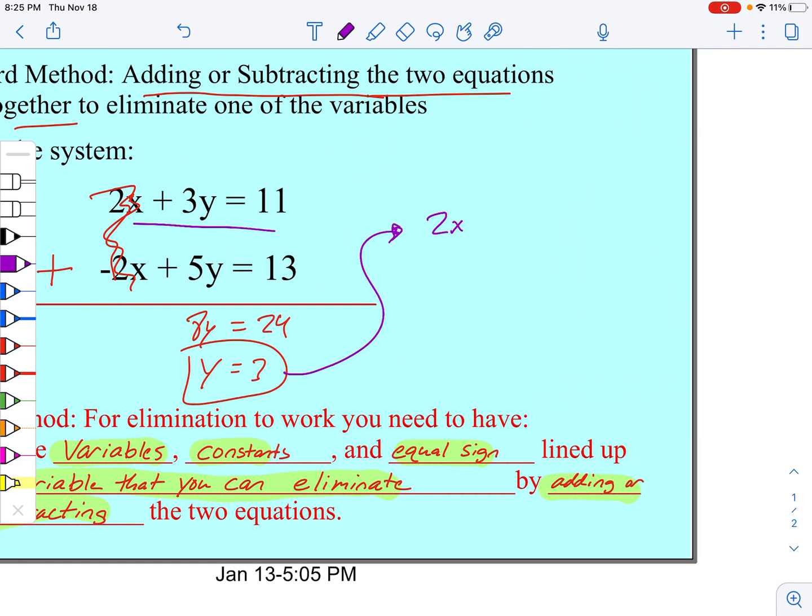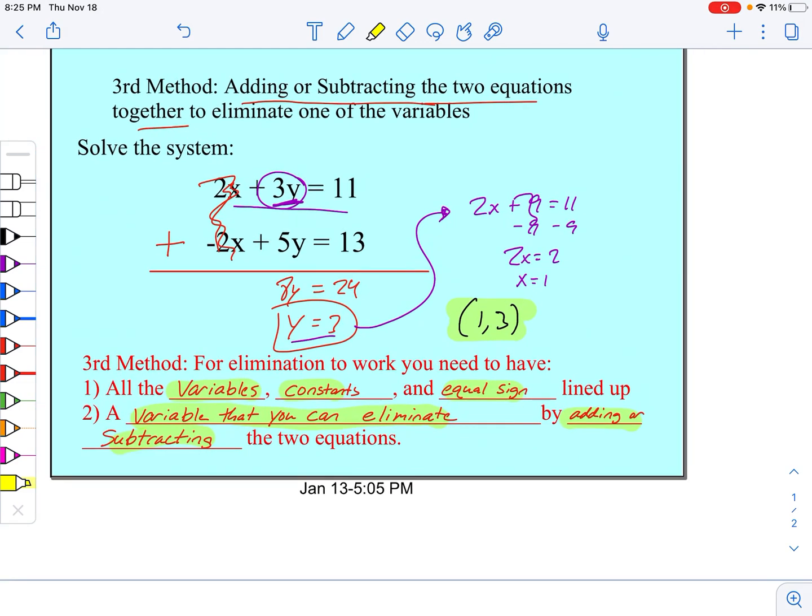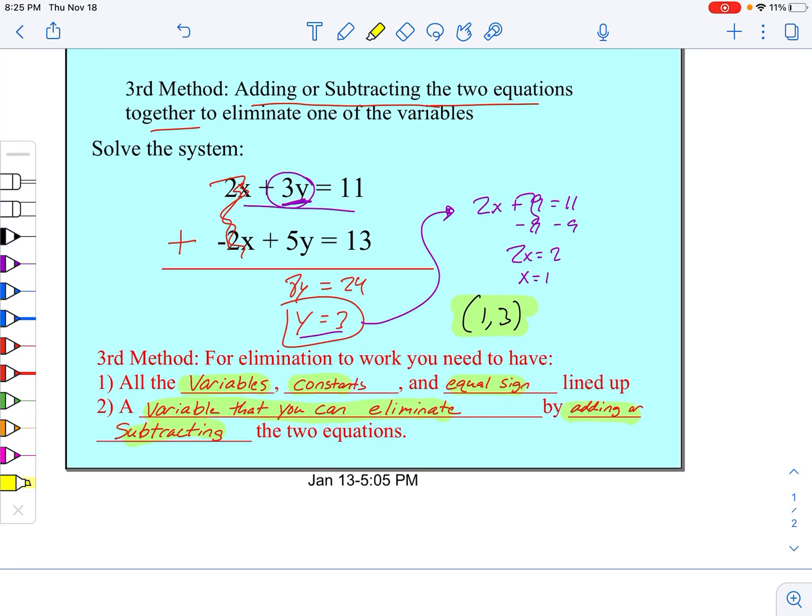So I'm going to rewrite the top equation, 2x plus, but then I see this is 3y, and I just found out that y is 3, so plugging it in there, 3 times 3 gives me 9, and that would equal 11. Then I'm just going to solve it like a 2-step problem. 2x equals 2. So x equals 1. So my solution would be 1, 3. If I graphed these 2 equations by hand, I should find that they cross at 1, 3. If I use substitution to solve, I should figure out that the solution is 1, 3.